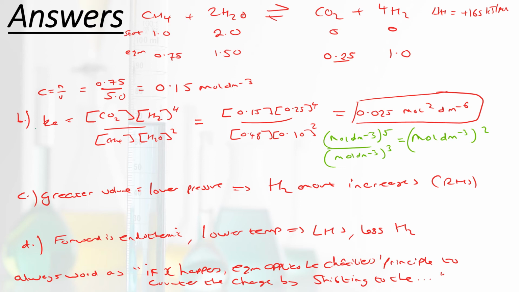We were then told the volume of the flask was 5 decimeters cubed. Calculate the concentration of methane in the equilibrium mixture. And so in order to do this, we're going to use the equation that the moles is the concentration times the volume. Rearrange to the concentration, so moles divided by volume. We don't have to convert here because the volume was actually given to us in decimeters cubed. And so we do our 0.75 divided by the 5 decimeters cubed, and this gives us a concentration of methane of 0.15 moles per decimeter cubed.